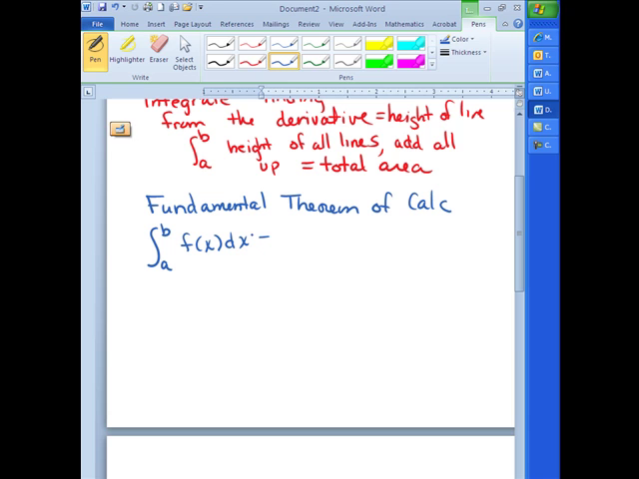That can also be written as the integral of the function evaluated from A to B. And the last way we write that then is capital F, which means the integrated function, of B minus the integrated function of A.